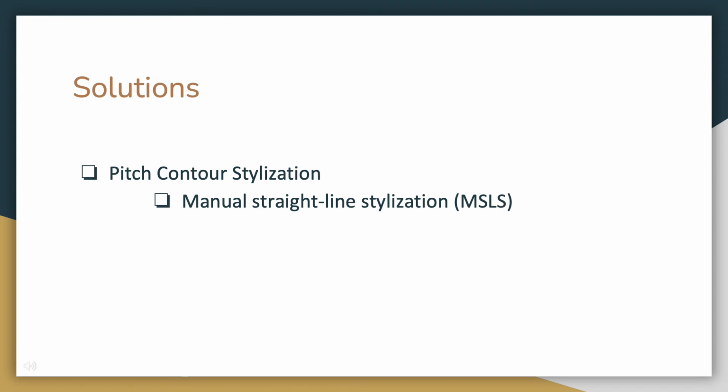Another stylization is obtained with the manual interactive procedure known as closed copy stylization. Closed copy stylization is a manual method that involves resynthesis of the stylized contour and auditory comparison with the original to achieve a straight line approximation of the pitch contour.